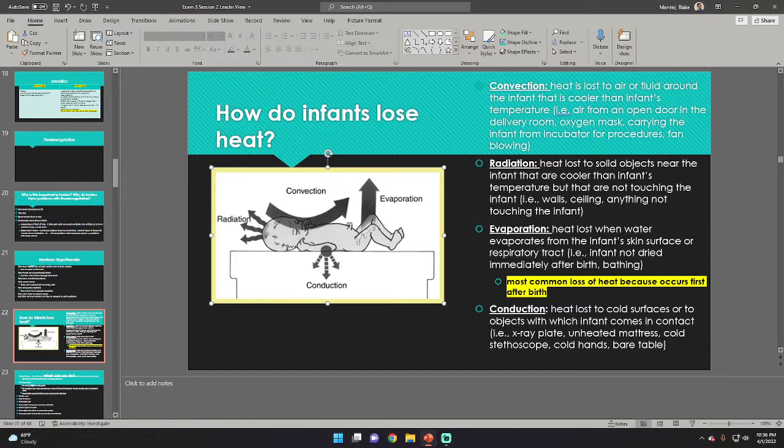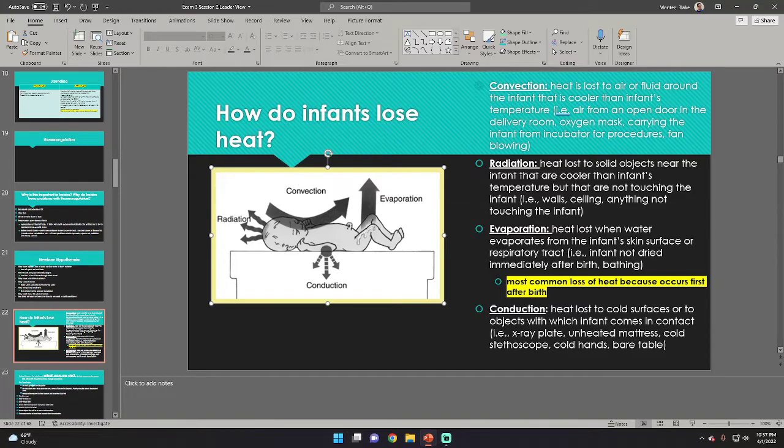All right. Evaporation, of course, love that it's associated with water, because heat is lost when water evaporates from the infant's skin surface or respiratory tract. An example of this would be if you do not dry them immediately after birth. Okay? This is the most common loss of heat because it occurs first after birth. So it's really important. We say warm, dry, stimulate, but it's really dry that does the job there.